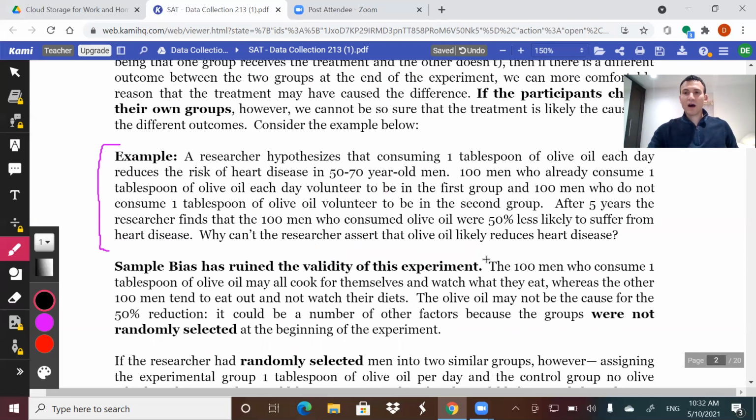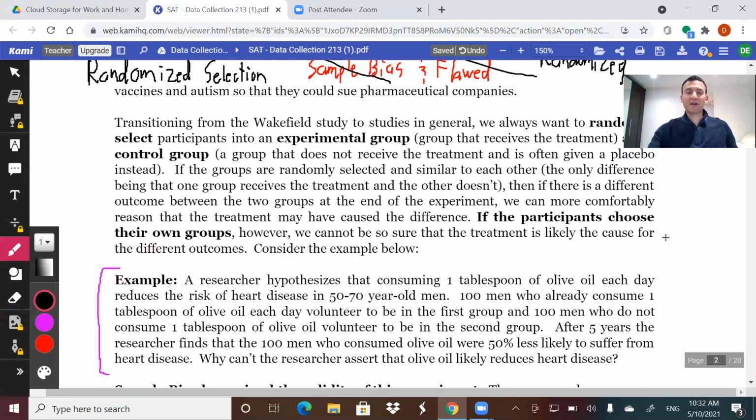Anyway, let's look at a tricky one here. I kind of made up this example from a problem I saw on the test in the past. A researcher hypothesizes that consuming 1 tablespoon of olive oil each day reduces the risk of heart disease in 50 to 70-year-old men. 100 men who already consume 1 tablespoon of olive oil each day volunteer to be in the first group, and 100 men who do not consume 1 tablespoon of olive oil volunteer to be in the second group. So already I noticed we have some volunteering here, so that could be problematic.